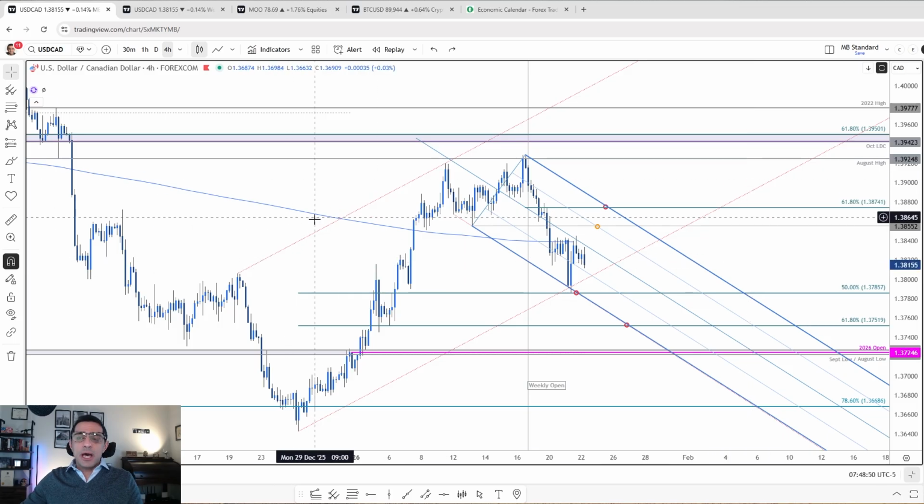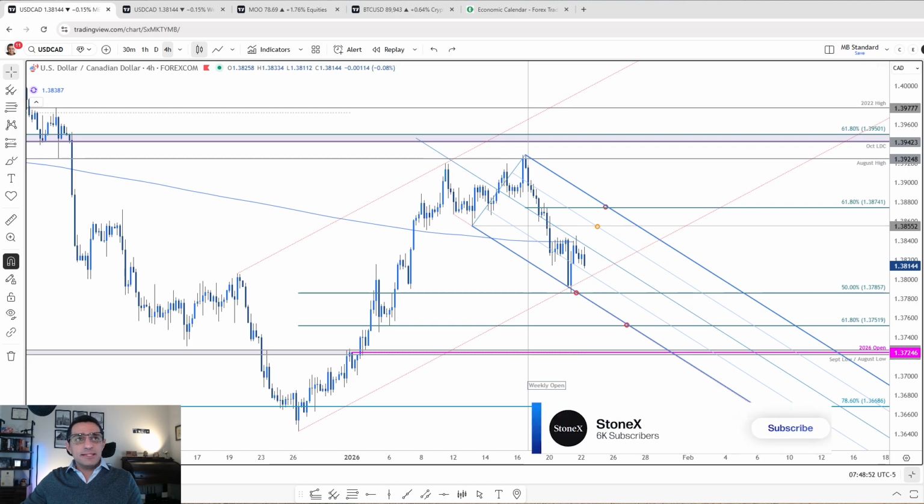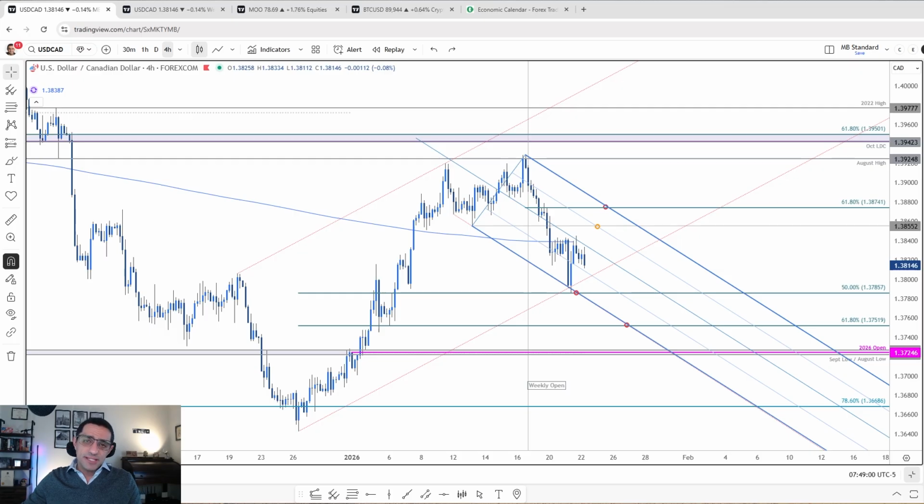Heading into the close of the week, we do get PCE figures today. It'll probably be out by the time this is published. The core personal consumption expenditure, the Fed's preferred inflationary gauge. They're a bit dated. These are the numbers from November. And then heading into next week, obviously, you have the BOC interest rate decision. They're expected to hold rates at 2.25%. And also the Fed rate decision, no changes expected there at 3.5 to 3.75. So there is some event risk on tap heading into next week that could shake things up and give us some clarity on this trade.